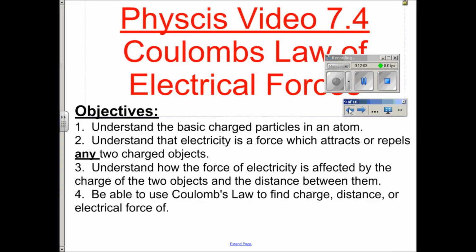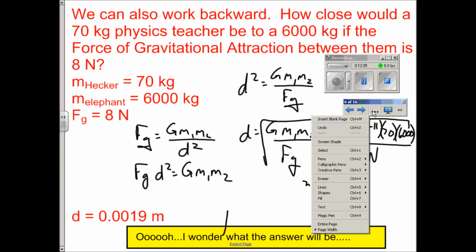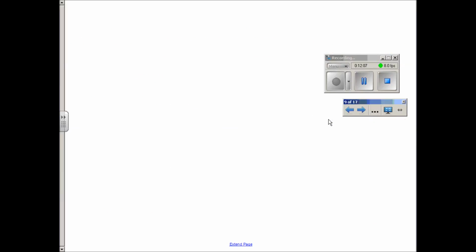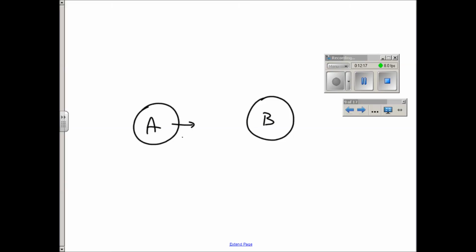I think that's it. I actually realized I do need to do one other quick thing, which is this. Sometimes I'll give you a problem like this. So suppose we had two objects. Suppose we had object A and object B, and I told you that they were attracted by a gravitational force of, whatever, I'm going to make up a number, 8 newtons. Okay, so there's our force of gravitational attraction.